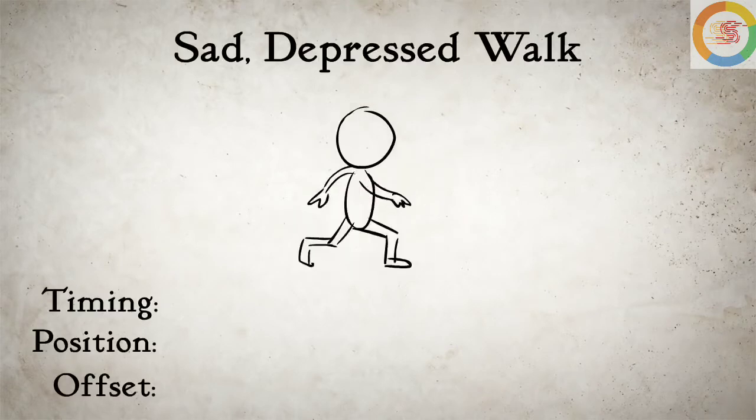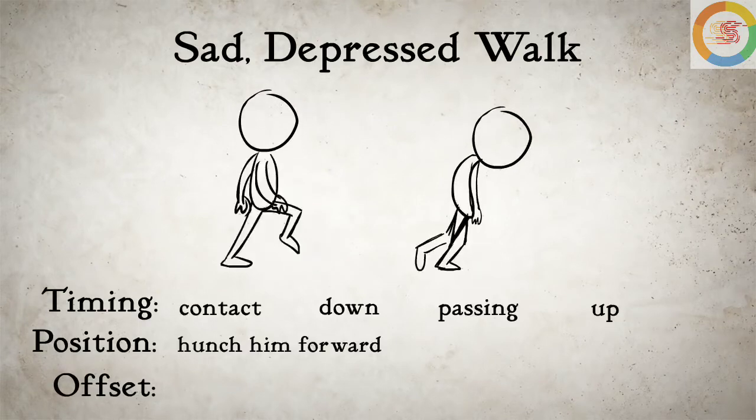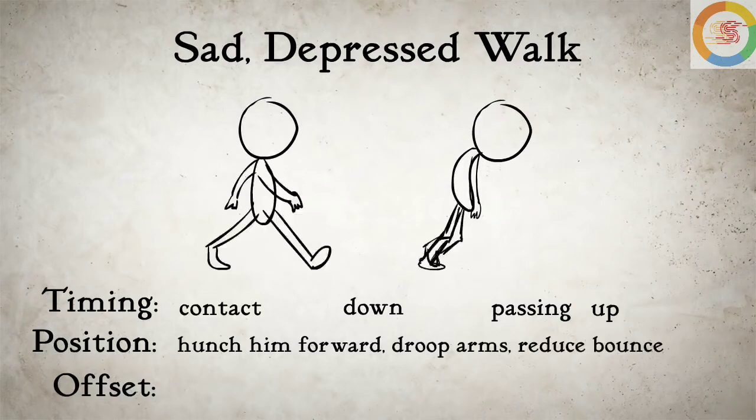To give our character a sad, depressed walk, let's hunch him forward, make his contact pose and down pose take much longer, and droop his arms down low. His up and down poses should be close in height to take away the bounce.